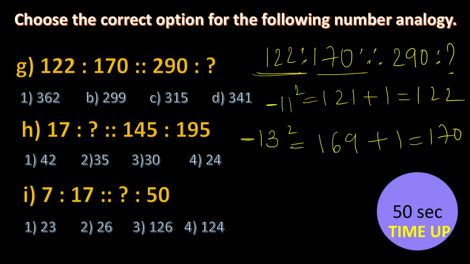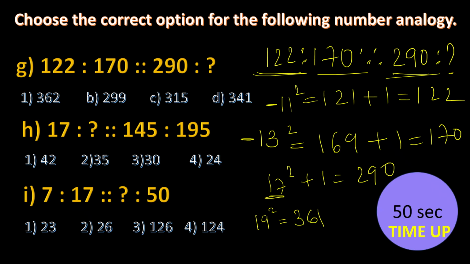So you have 17 square plus 1 which will give you 290. Okay. So 17 square is 289. Correct? So 289 plus 1 when you'll get 290. So after 17 which prime number will come? 19. Correct? So 19 square is 361. Plus 1 when you do, you'll get 362. Okay? So correct answer will be first, that is 362.